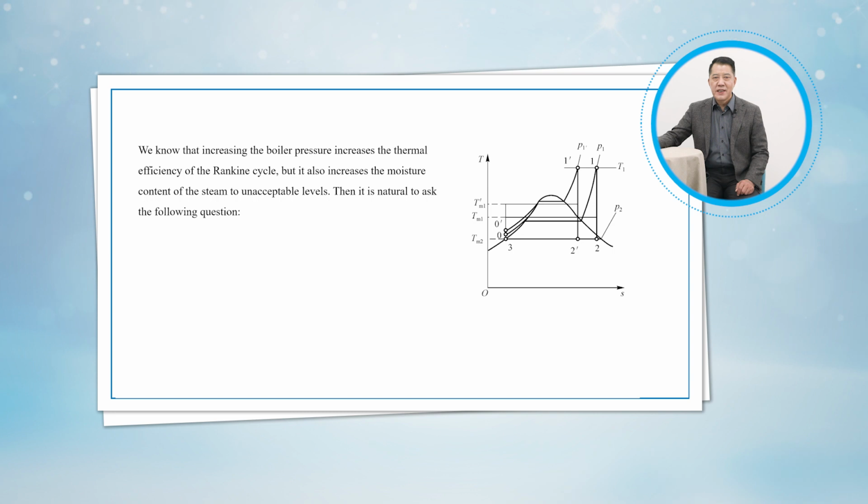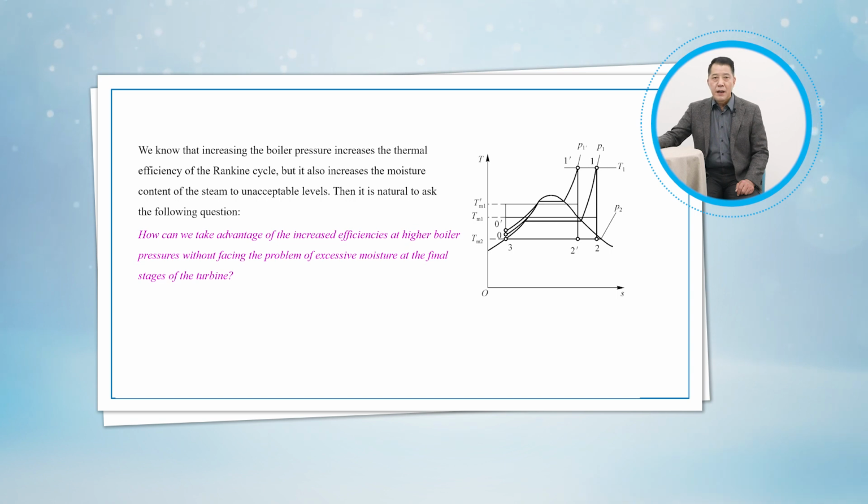Then it is natural to ask the following question. How can we take advantage of the increased efficiencies at high boiler pressures without facing the problem of excessive moisture in the final stage of the turbine? Two possibilities may occur to our mind.